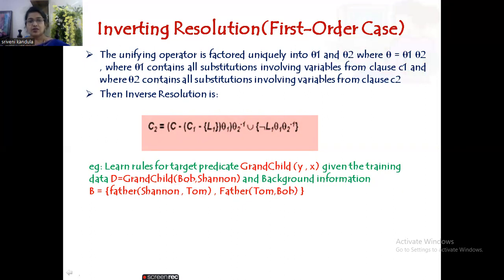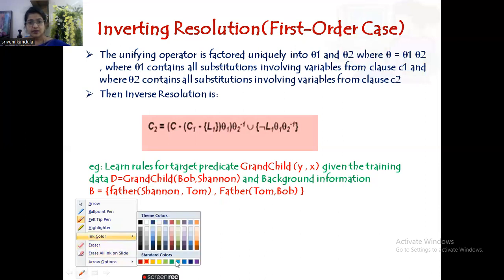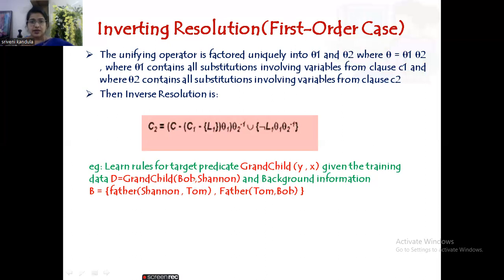Okay, so the training data is already given, that is grandchild of Bob comma Shannon. So let us take this as our conclusion, and one of these two we can choose as L1 and L2. Any one you can just choose as C1. So far what we have discussed, we are choosing, let me change my color. So let's take this as our conclusion C, because we have to get the target predicate as grandchild of y comma x.